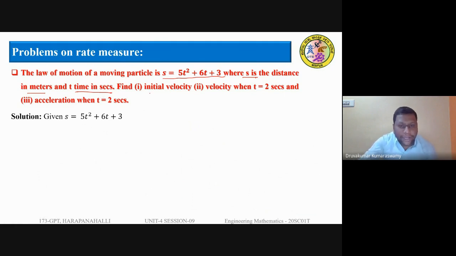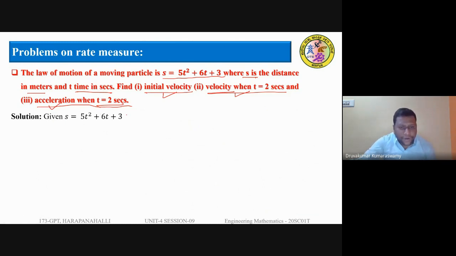Then what do we have to find? We have to find initial velocity. We have to find velocity when t equal to 2 seconds, and we have to find acceleration when t equal to 2 seconds. Initial velocity has to be found. When t equal to 2 seconds, velocity has to be found. When t is equal to 2 seconds, acceleration has to be found.